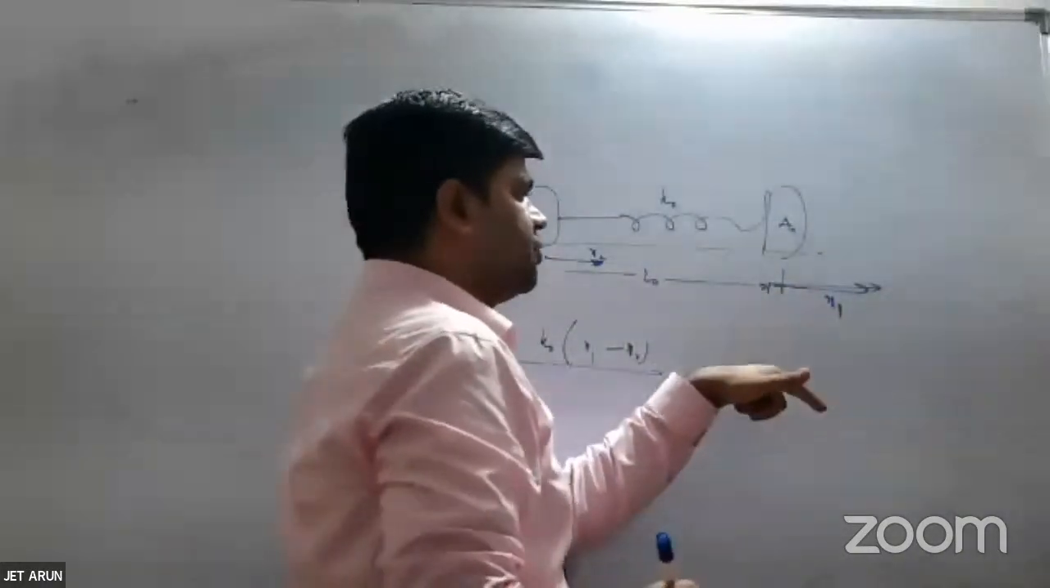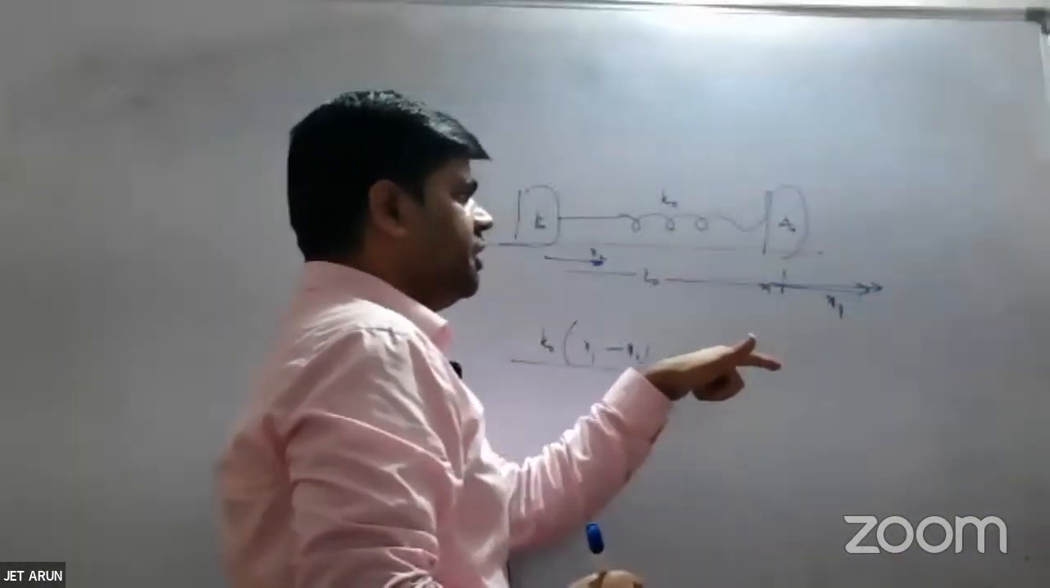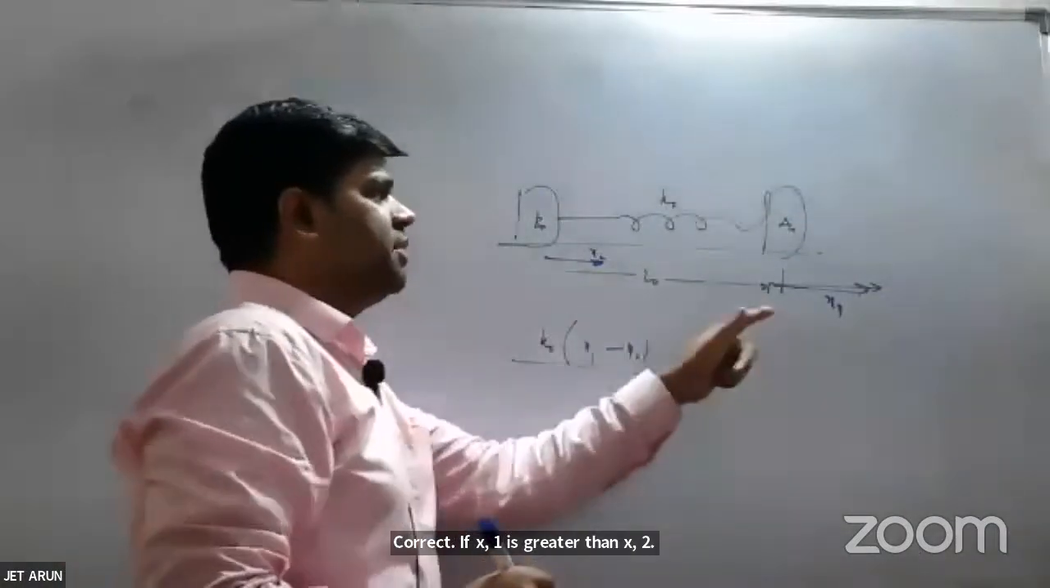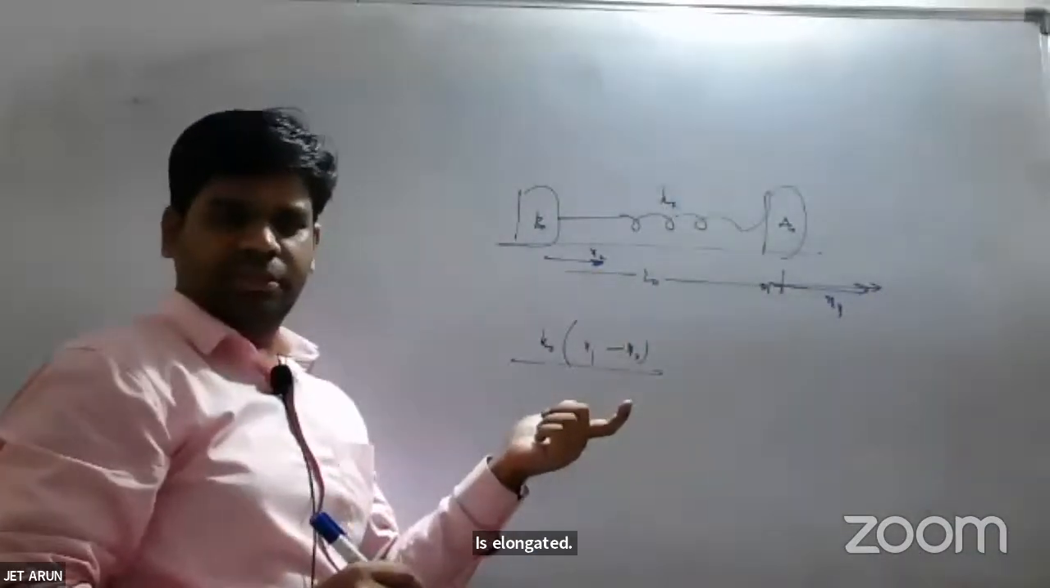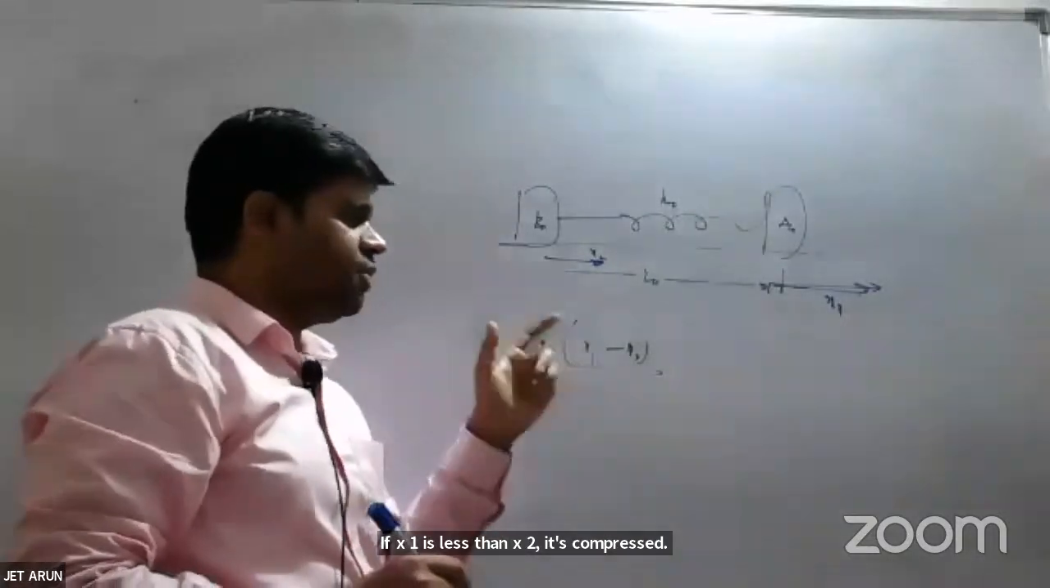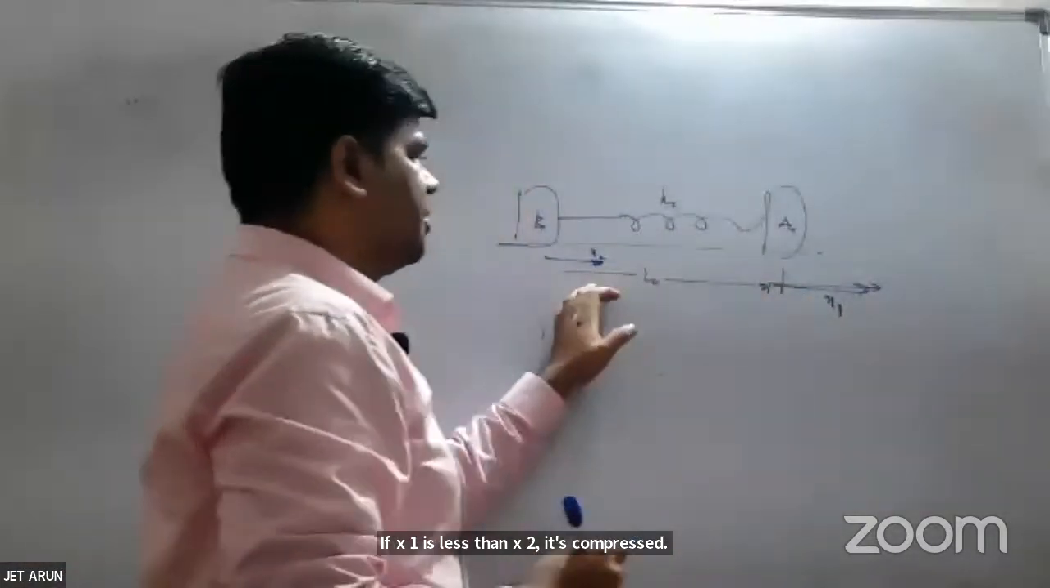Correct. If X1 is greater than X2, it's elongated. If X1 is less than X2, it's compressed. Yes, sir. All right. That's how you can find out. Let's say this is 3 centimeters and this is 2 centimeters.